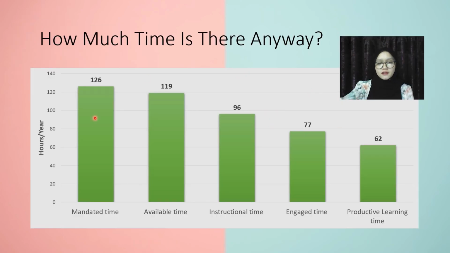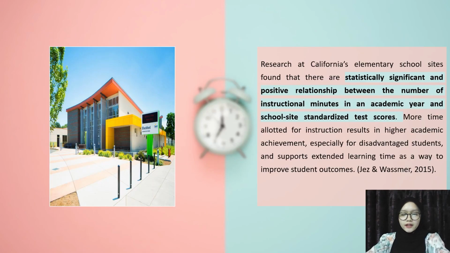If you look at the graph, this is what I explained earlier. From the graph, we can see that the productive learning time is half of the mandated school time per year. So how much time is there for productive learning time? It's only 62 hours per year, which is half of the mandated time that has been allotted for the school. That is why it is very important for us to maximize and increase students' productive learning time.